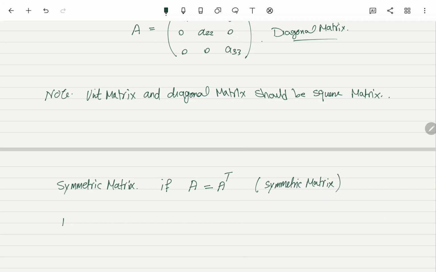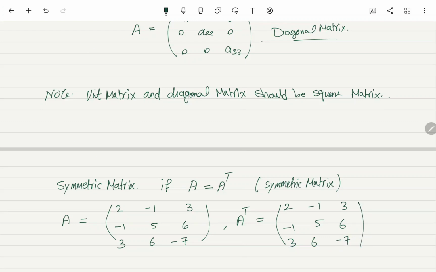Example, A equal to [2, -1, 3; -1, 5, 6; 3, 6, -7], and A transpose in this case equal to [2, -1, 3; -1, 5, 6; 3, 6, -7]. Now, as we can see here, A is the same as A transpose. In this case, it's called a symmetric matrix.